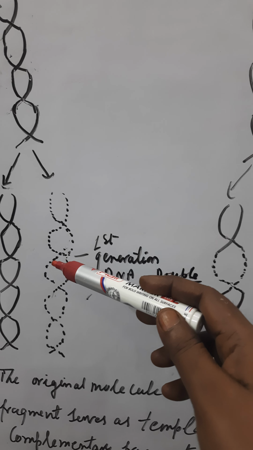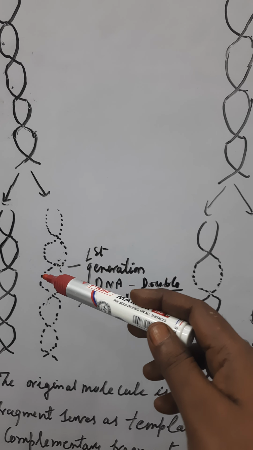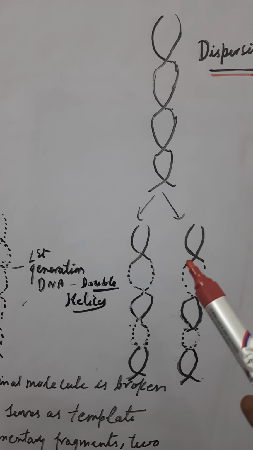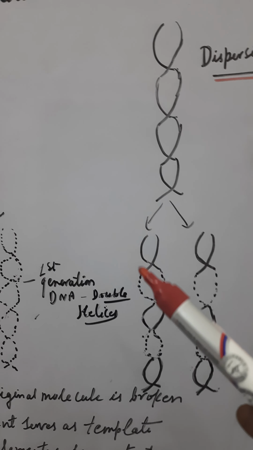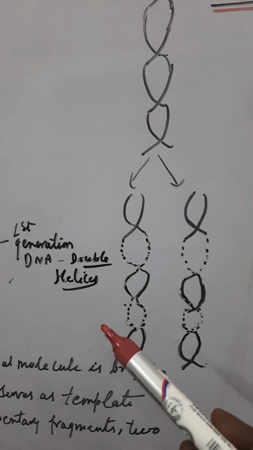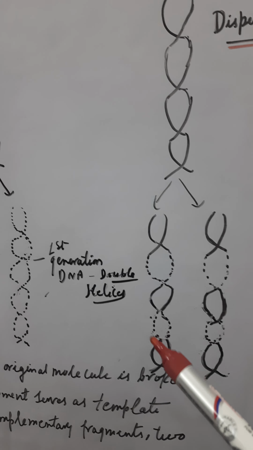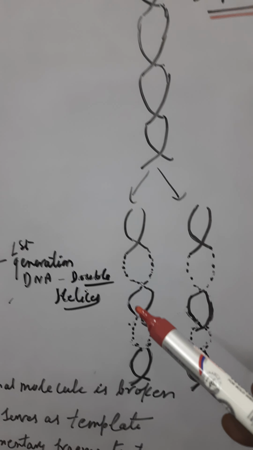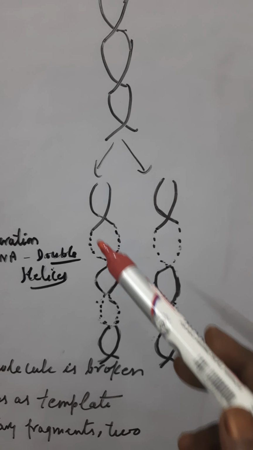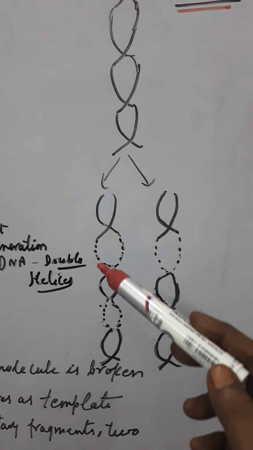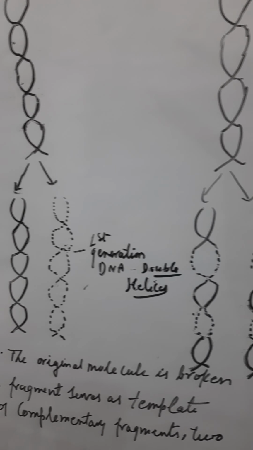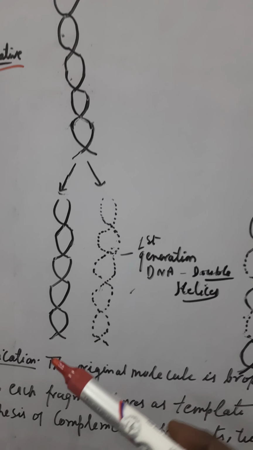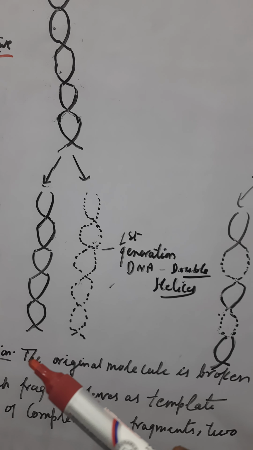Here each DNA molecule will be broken down into fragments and each fragment serves as a template for the synthesis of a complementary fragment, and the two molecules are formed consisting of both the old and new fragments. So this is the difference between the conservative replication and dispersive replication.